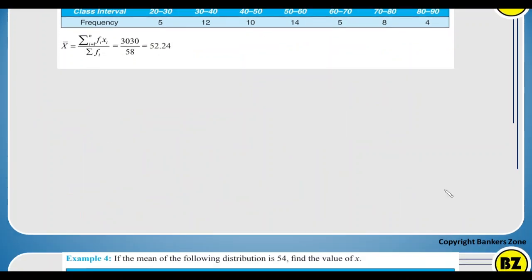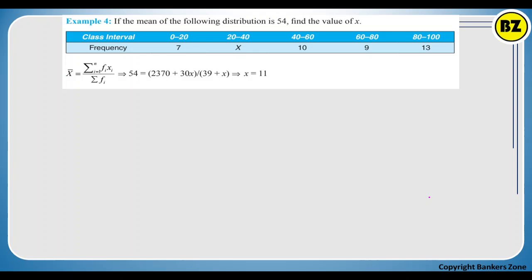Now we'll move to the next fourth question, okay? So see here, what is given? Again the interval is given, okay? And in that they have given that the mean they have given 54, and we have to find the value of x. Now they have given in the reverse order, okay? This is very interesting. Again I will solve it for you, okay?